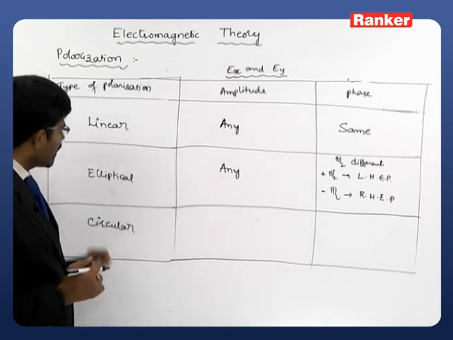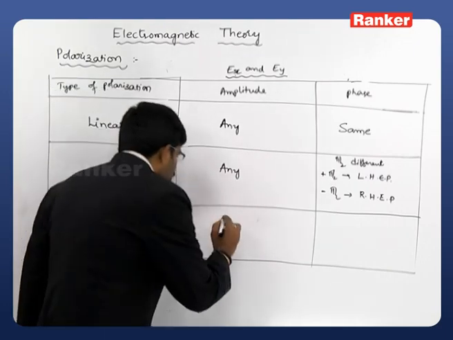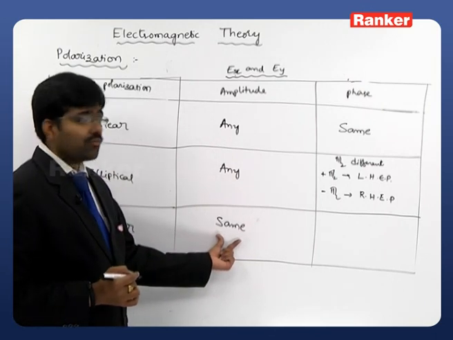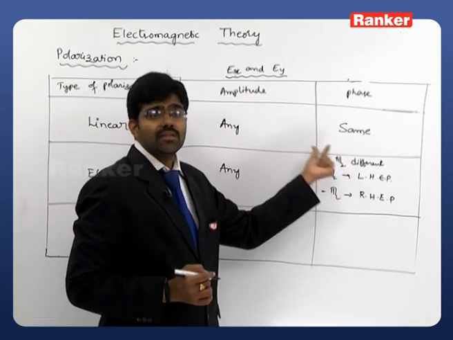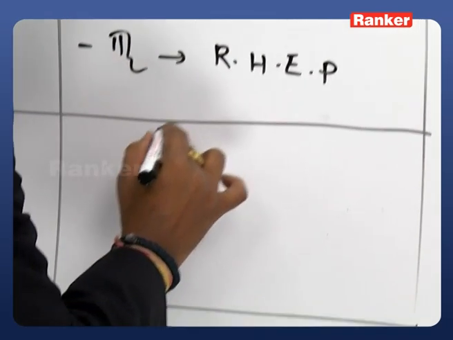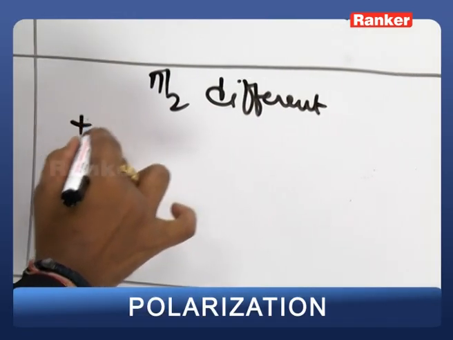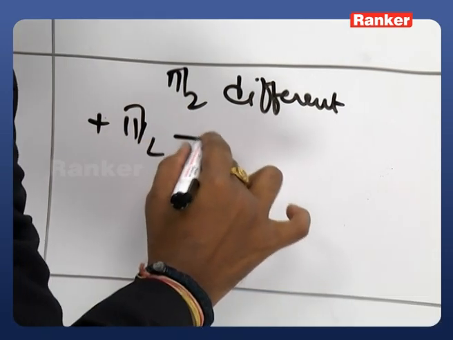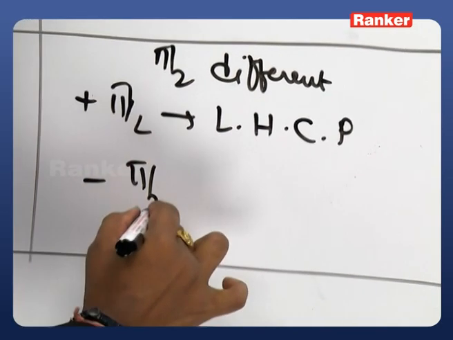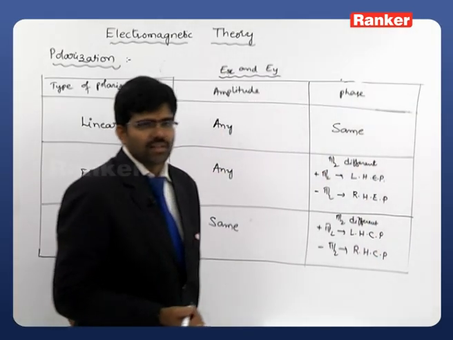Similarly, for a circularly polarized signal, what about the amplitude? The amplitude must be the same, right? So the amplitude is the same, remember it like this. For the same amplitude and a phase difference of pi by 2, we get a circularly polarized signal. So the same condition you are supposed to write here. The phase is pi by 2 different, and in that one also, if it is plus pi by 2, then it is a left-handed circularly polarized signal. If it is minus pi by 2, it is a right-handed circularly polarized signal, right?